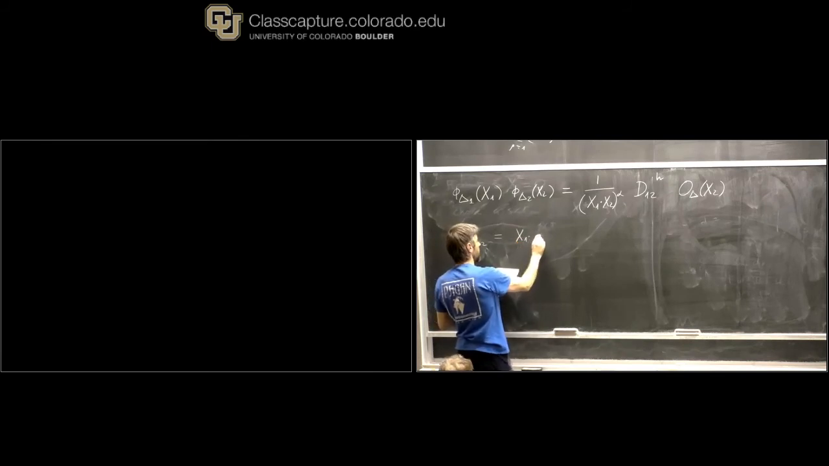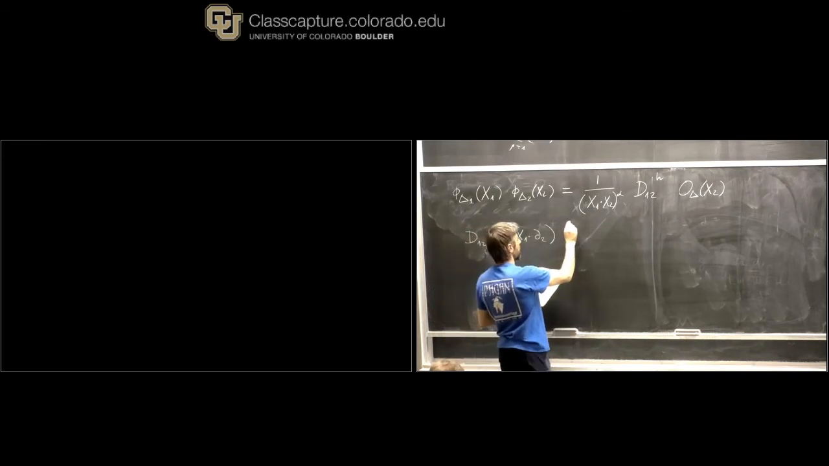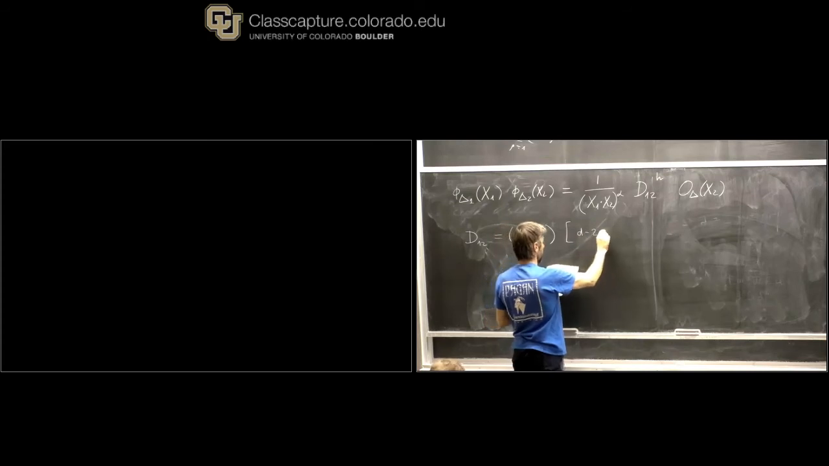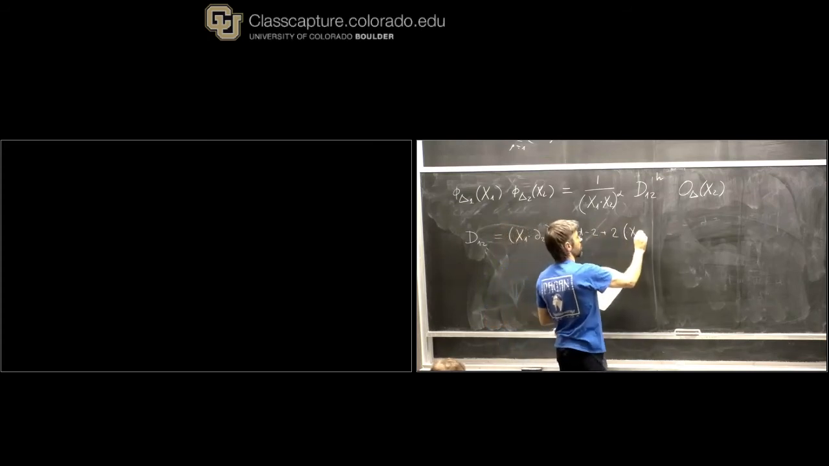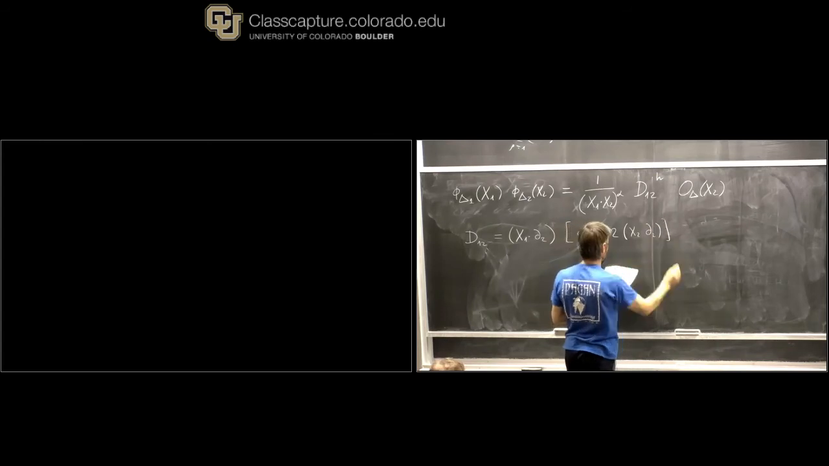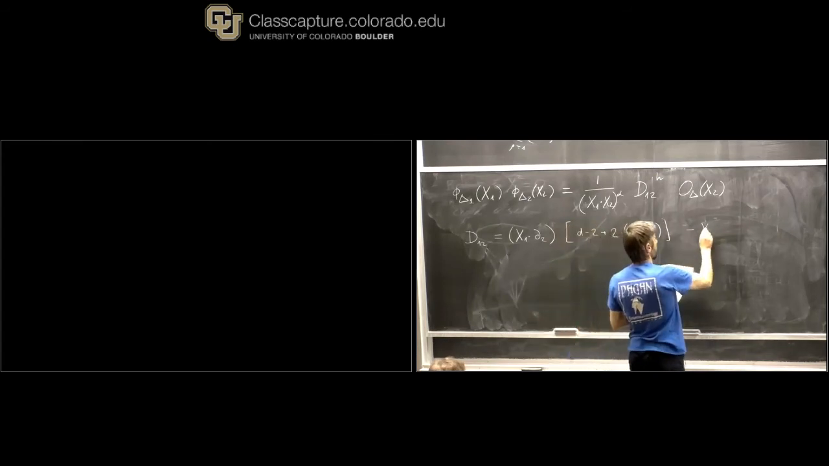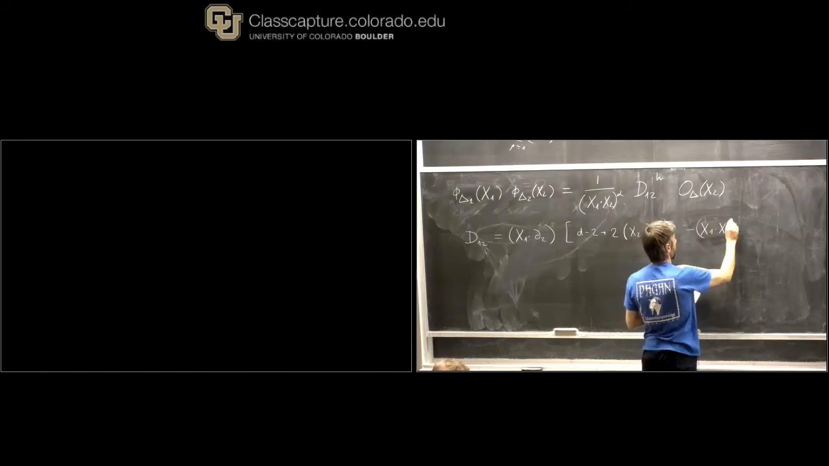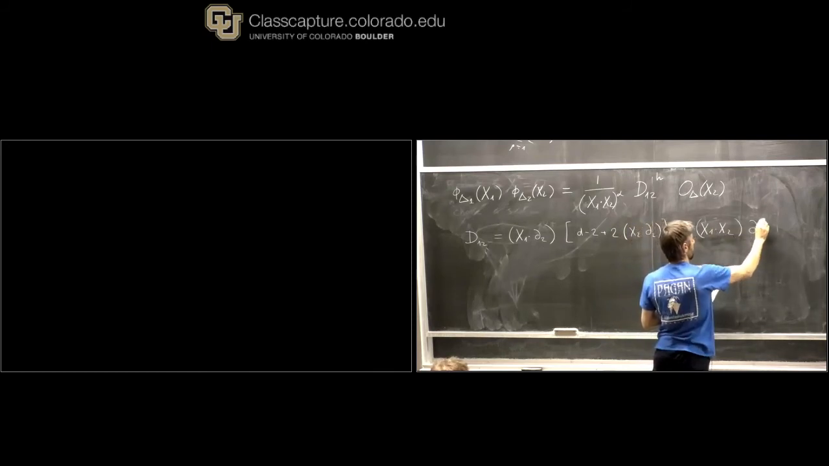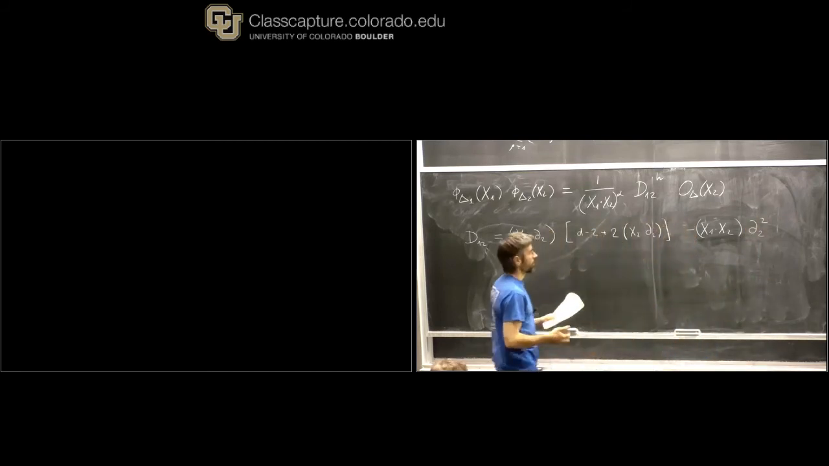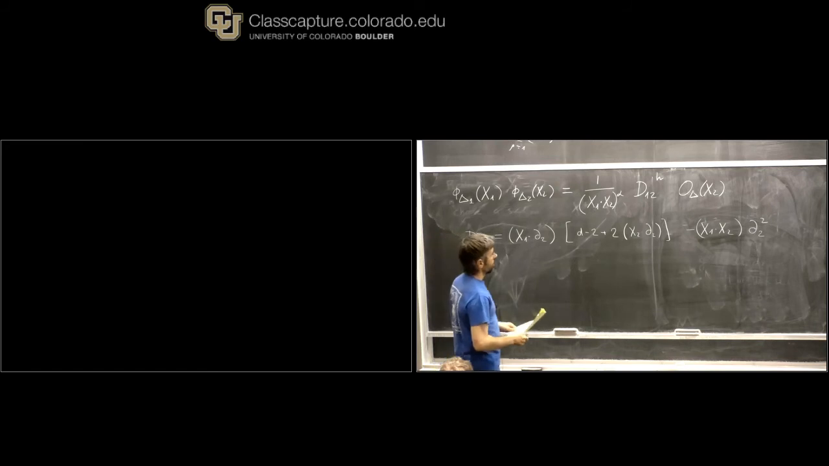x1 contracted with the derivative in x2 direction times d minus 2 plus 2 x2 times d2, minus x1 x2 Laplacian on the cone d2 squared. Now, this looks rather complicated, so let me explain where this comes from.